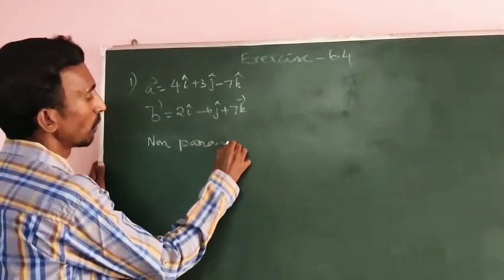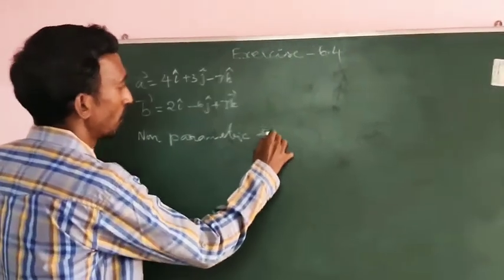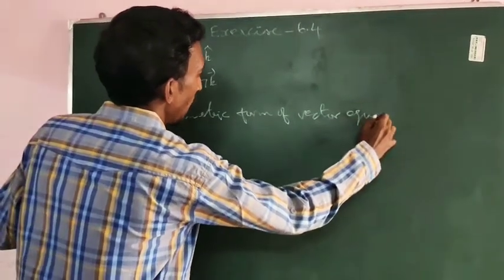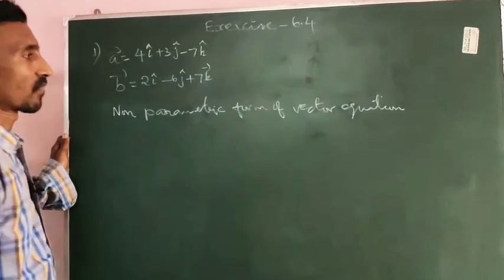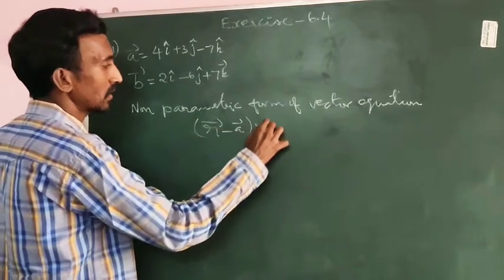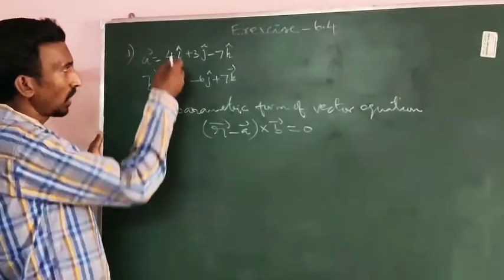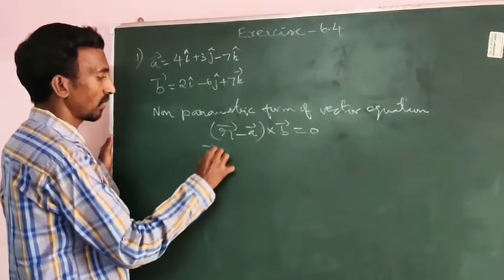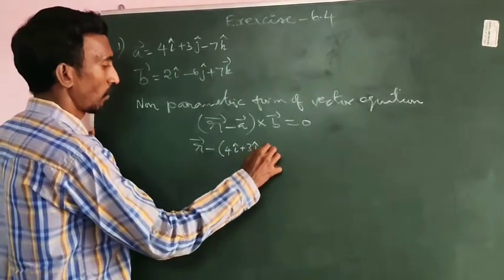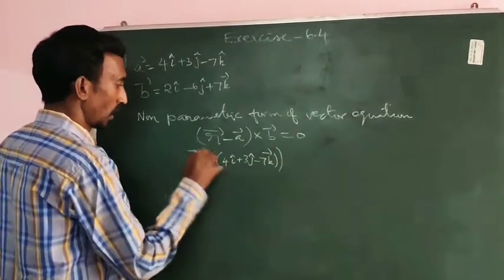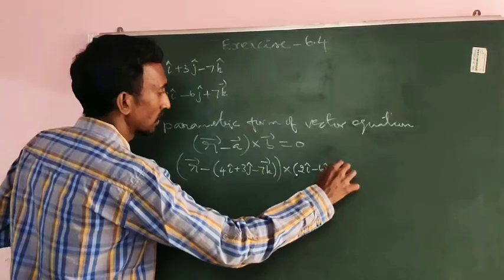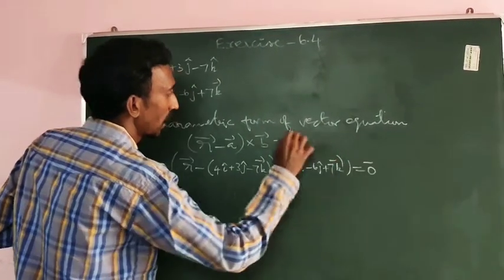Okay. Now the first one, non-parametric form of vector equation. So what is that? Remember the formula: r minus a cross b equal to 0. Simply put the values in the formula. So r vector minus, don't forget to put the bracket, 4i plus 3j minus 7k, cross b vector 2i minus 6j plus 7k equal to 0 vector.